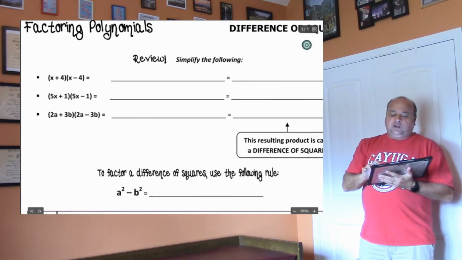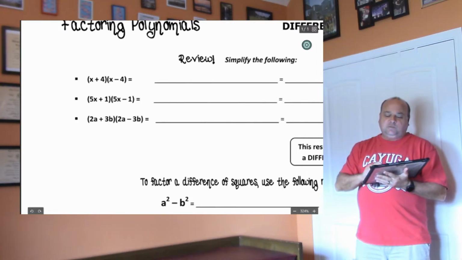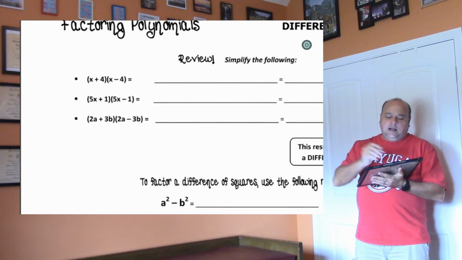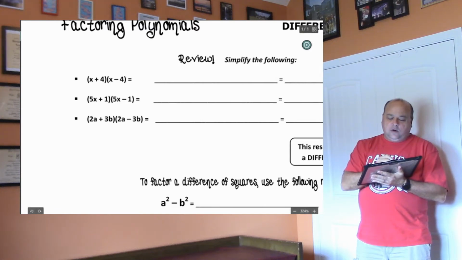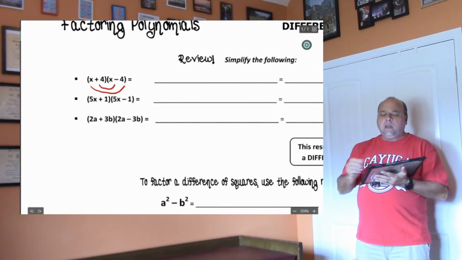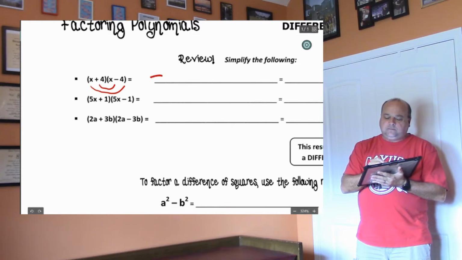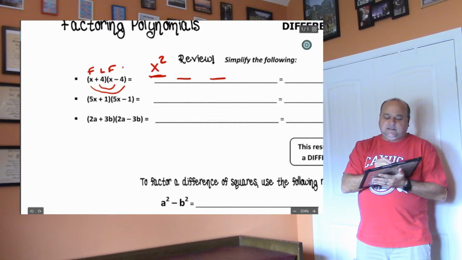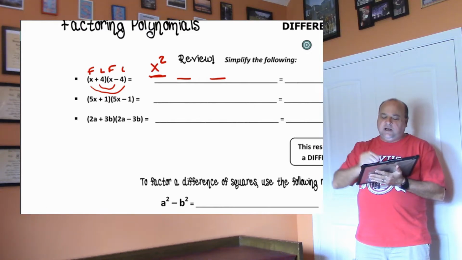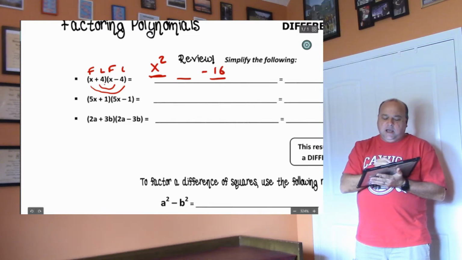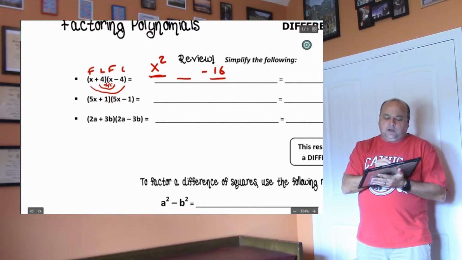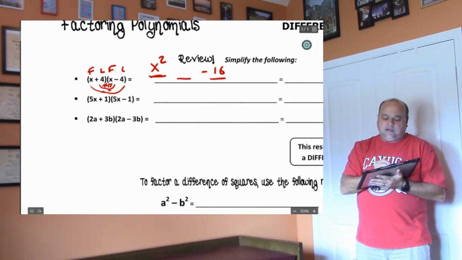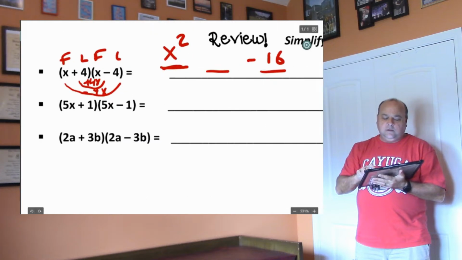Okay, so the first problem here. We've got x plus 4 times x minus 4. Let's do our arches. Remember how we did the arches. Let's draw our 3 blanks. First, x times x is x squared. Last, positive 4 times negative 4 is negative 16. And then in the inside arch, we get a plus 4x, and in the outside arch, we get a minus 4x.